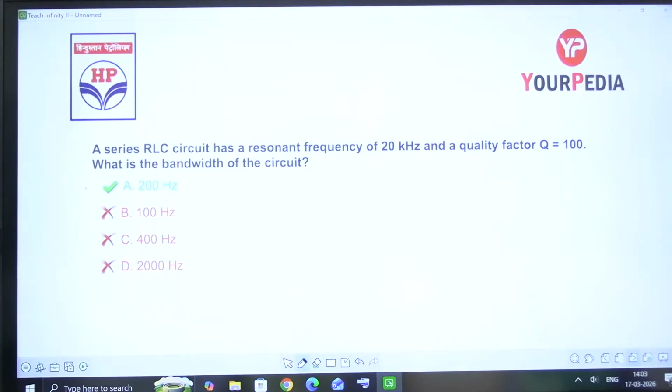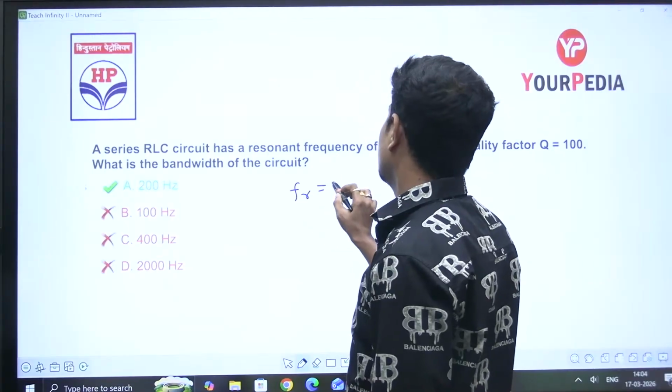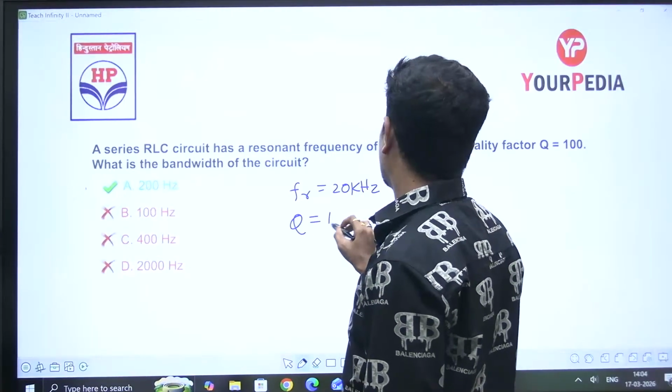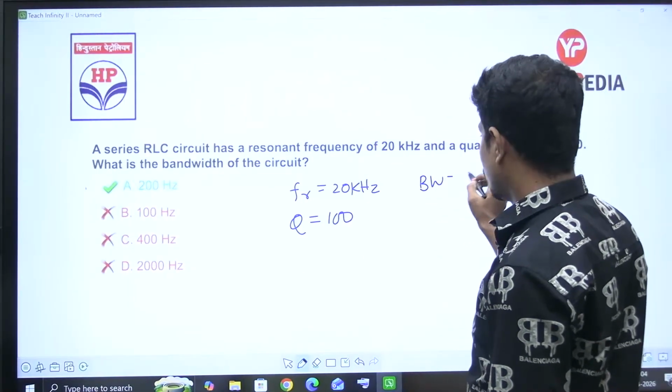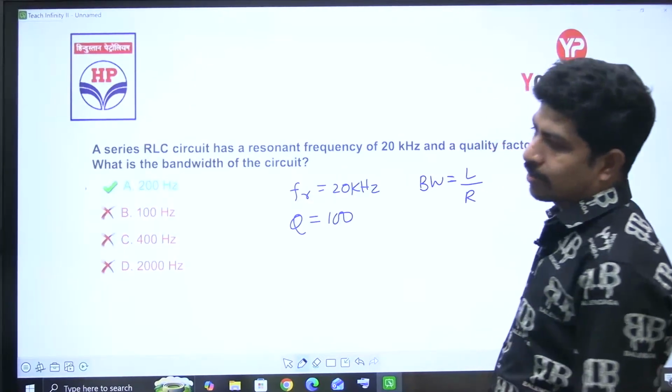So one must know what is the bandwidth formula of RL circuit. A series RLC circuit has a resonant frequency FR that is given, FR is equal to 20 kilohertz. That's fine. Quality factor Q he has given 100. Then what is the bandwidth? Bandwidth of series RL circuit is equal to L by R.